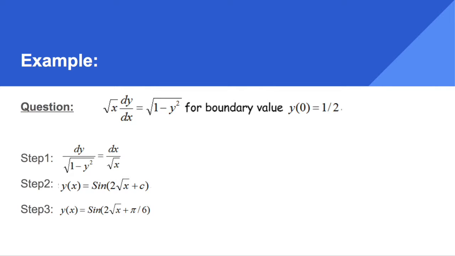To solve this differential equation, the first step is to separate the variables to both sides. y terms go to the left side and x terms go to the right. Now, we have dy over radical 1 minus y squared equals dx over radical x. Then, we integrate both sides to get y of x equals sine of 2 radical x plus c. Notice that the boundary condition is provided as y of 0 equals 1/2. Plug it back into y of x. Solve for c equals pi over 6. The solution to this differential equation is y of x equals sine of 2 radical x plus pi over 6.